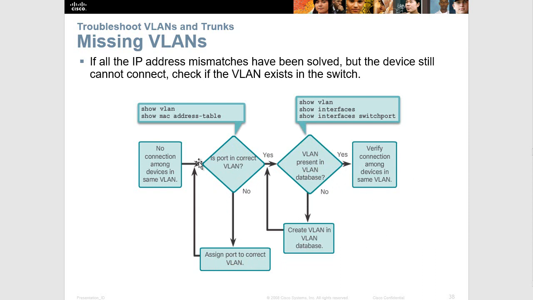Usually just doing a show vlan here will tell you everything. It'll show you if the VLAN's there. It'll let you know which VLAN the port is in, and you should be okay from there. But you can also do a show interfaces to make sure the VLAN's there in the database as well.